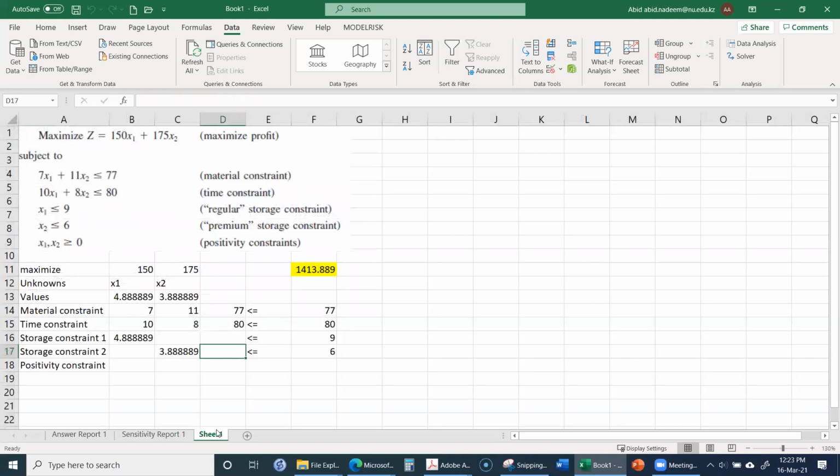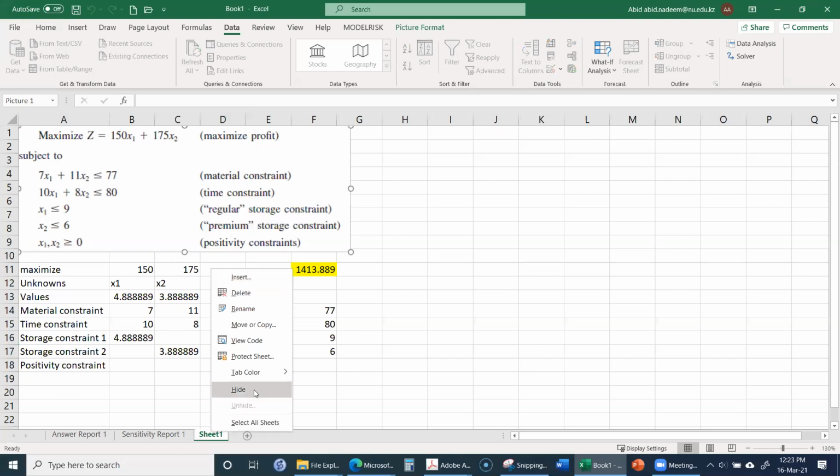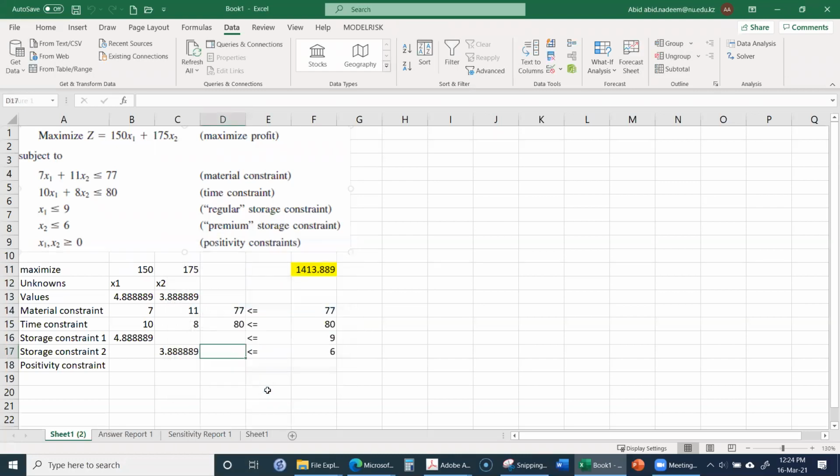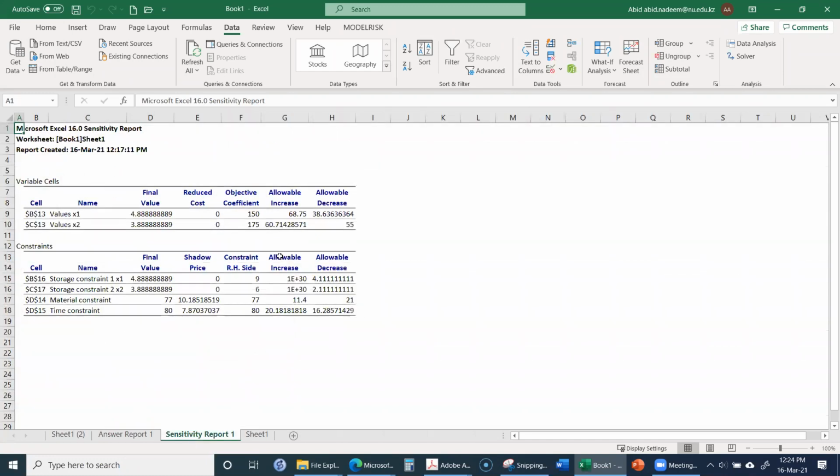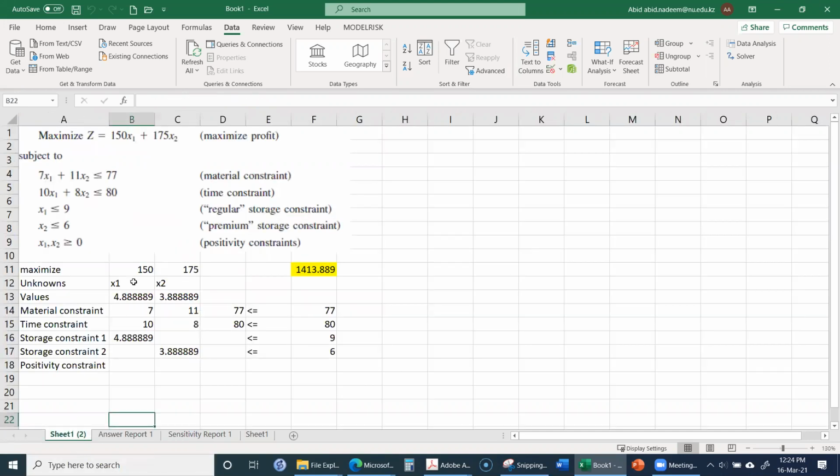So that we can see, for example, I have this model over here. Let me make a copy of this sheet, so that I can make any changes in that sheet and not disturb the original one. So this is the copied sheet. Now, according to the sensitivity report, I can change this 150 by an amount 68.75. So say I change it from 150 to, say, 200. Let me reset the values to 1 and 1, and then I change this 150 to 200.